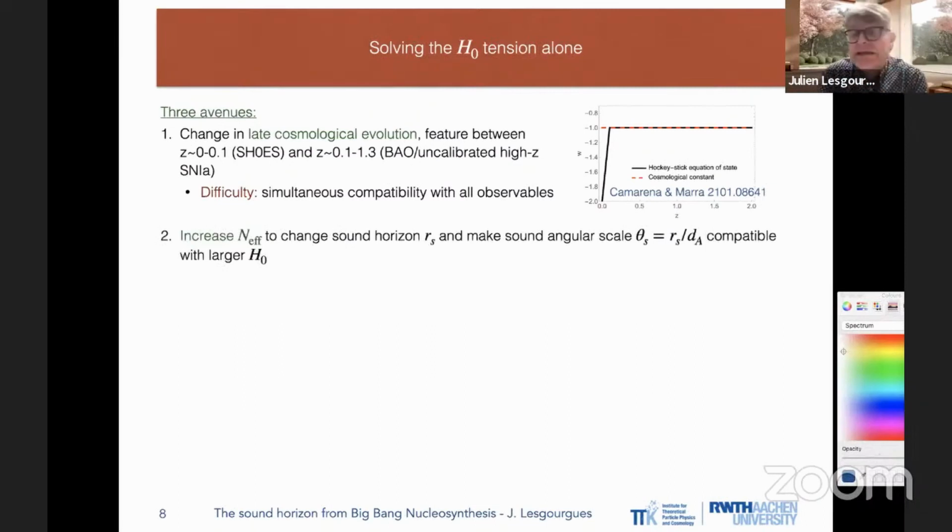The second avenue consists in increasing the effective number of relativistic degrees of freedom, because this is a well-known way to make a large value of H0 compatible with the CMB. You know that the CMB in particular measures the sound angular scale given by the ratio of the sound horizon over the angular diameter distance. And if you have a large number of effective degrees of freedom, then you can predict a different value for the sound horizon. And then to make this value compatible with the CMB measurement of the angle, you need to change the Hubble value, to a higher value.